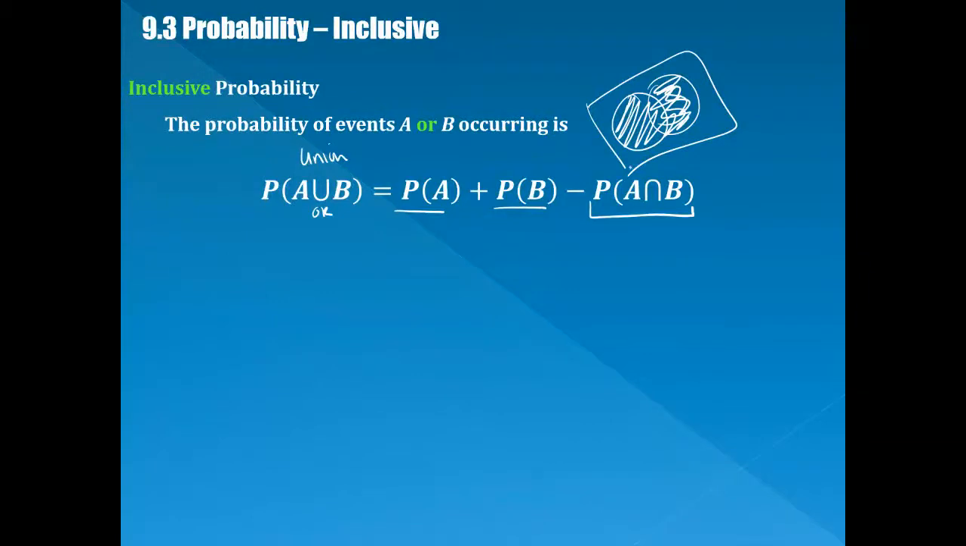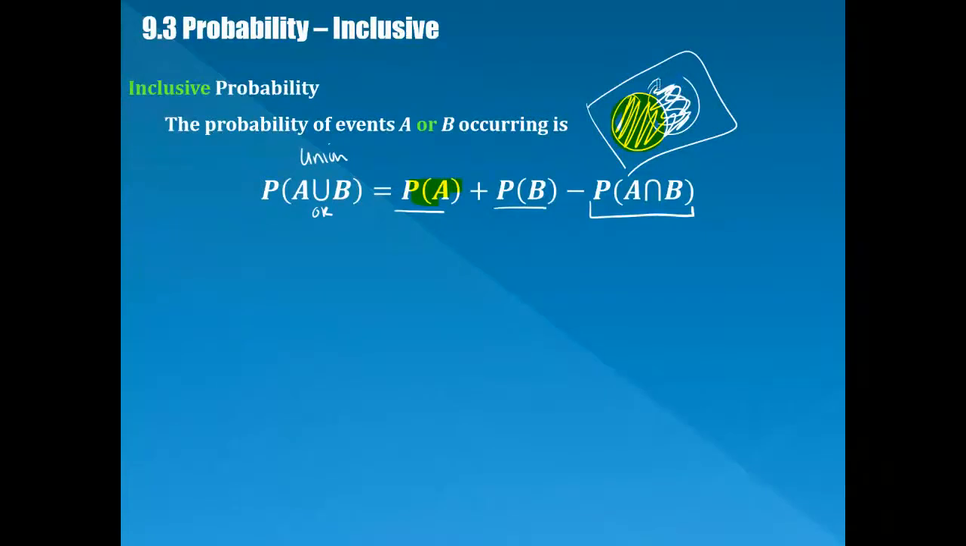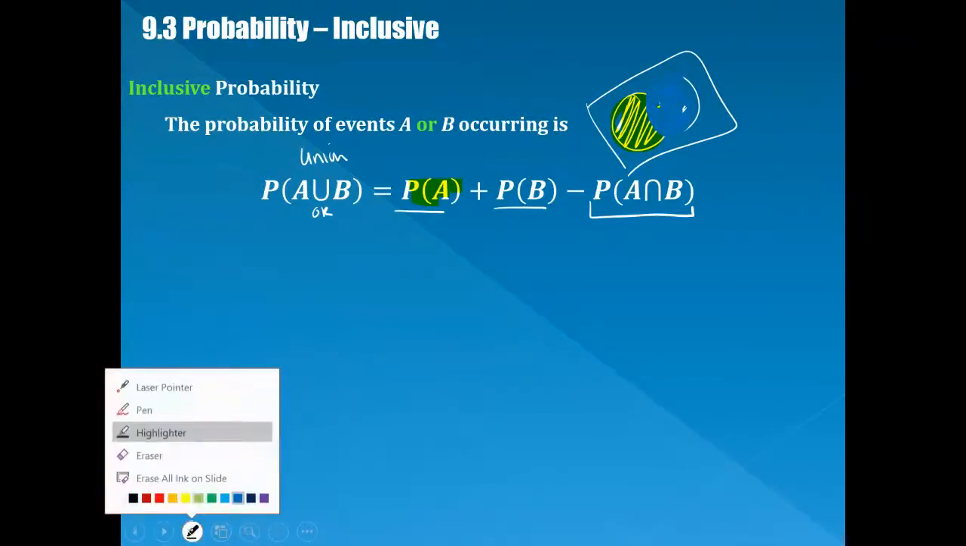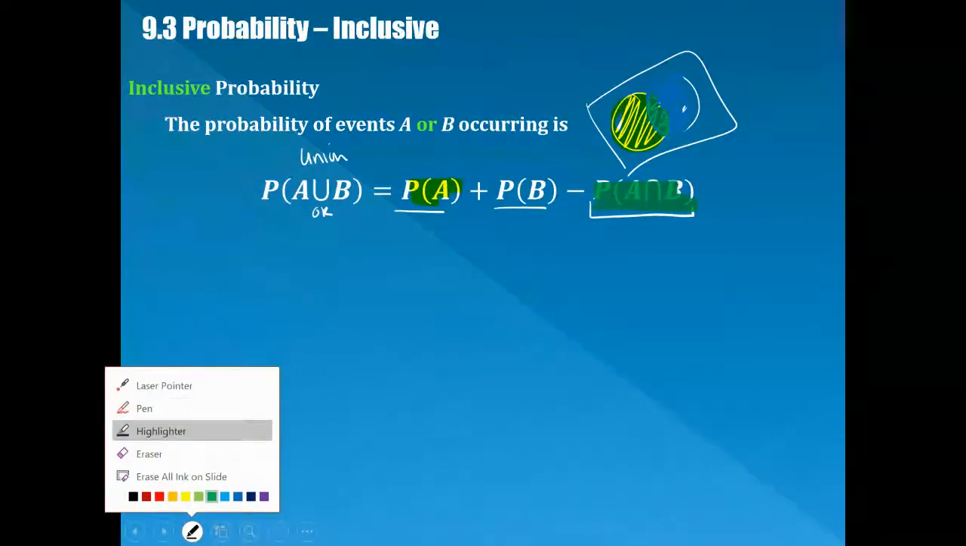The reason I'm going to subtract it is, if I just took the probability of A, let's say this was A, and I took that, and then I added to it the probability of B, well, I just highlighted their intersection twice. So I'm double counting, which is why I need to subtract one of them.